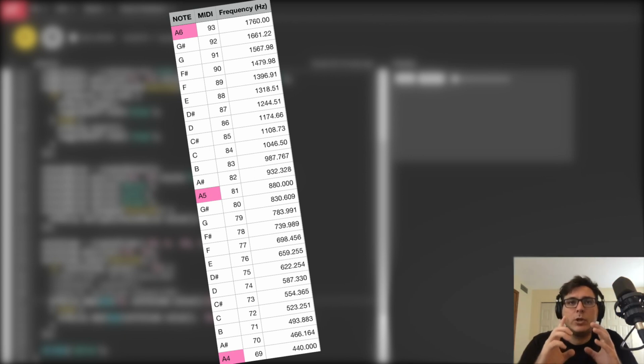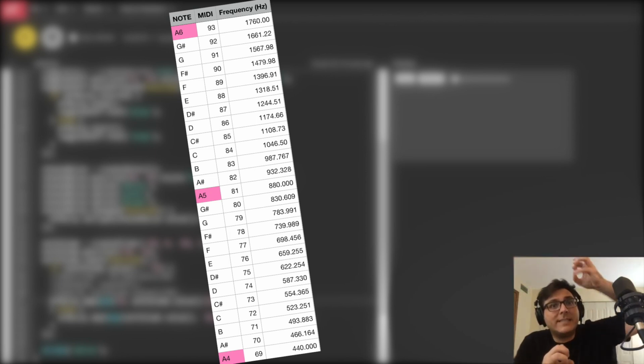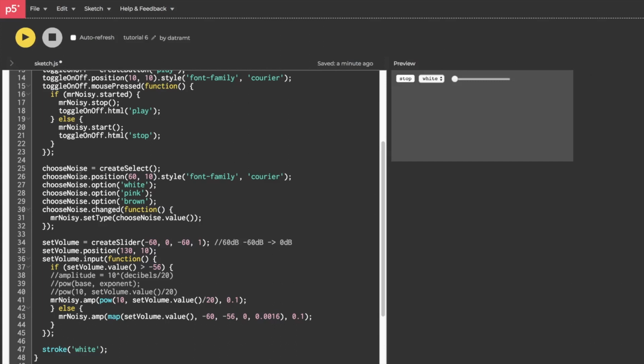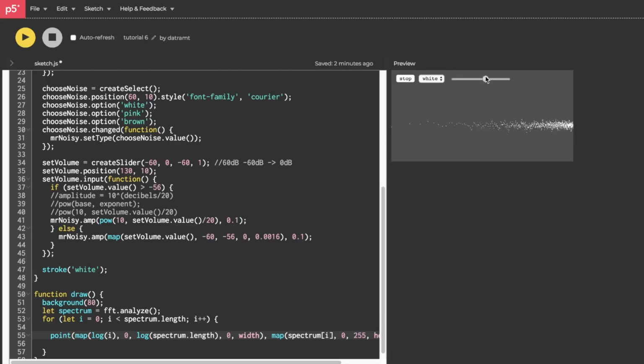Here's the thing. If we look at the frequencies of those notes, however, of those A's, they're not linearly spaced. The distance between 440 and 880 is, of course, 440, whereas the distance between 880 and 1760 is 880, right? To account for this, let's drop down and go into our draw function and simply take the log of our index number. Now, when I hit run, you'll see the math is correct, but we're scaled incorrectly. So all I'm going to do is take the log of spectrum.length, which is going to help scale it to the width of the canvas. Now check this out. Oh my God.